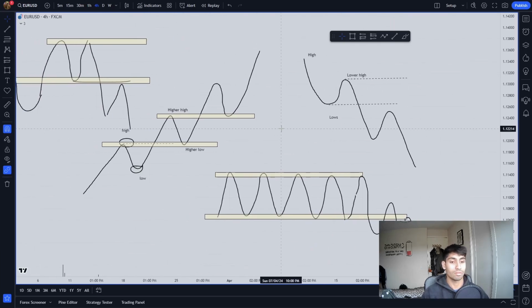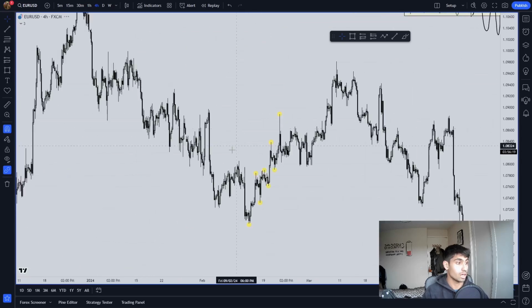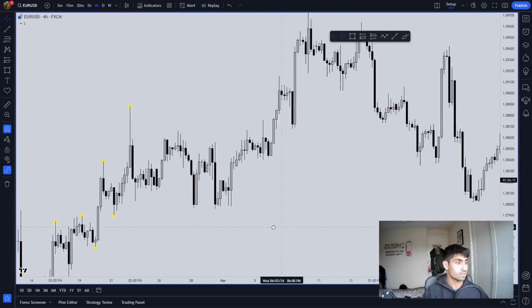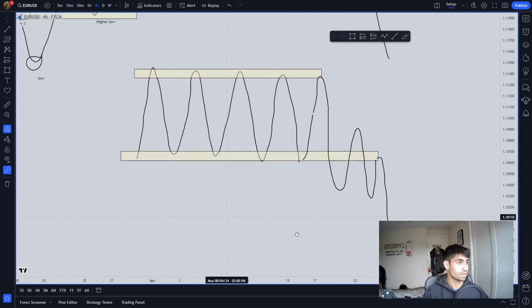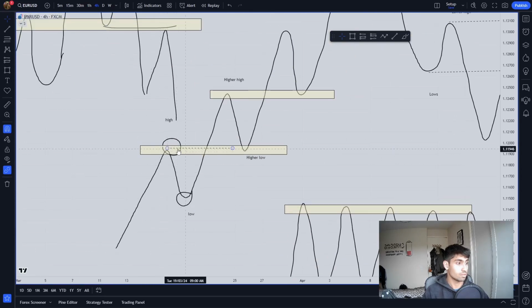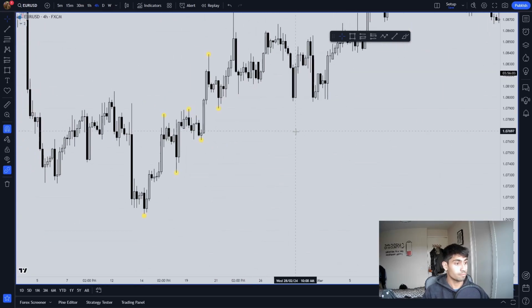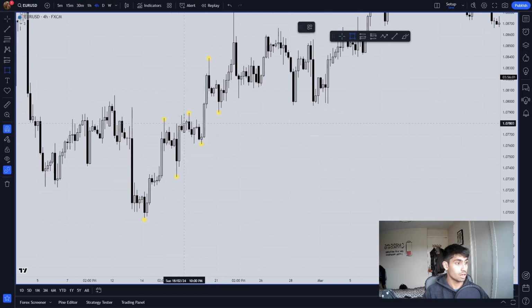So now, enough of the theory, let's go to the actual market and try to find it. So, first of all, let's go look at this example. So we got higher highs, higher lows, and the previous high became support. So if we come here, we got a high, low, high, low, high, low. Let's take this for example.